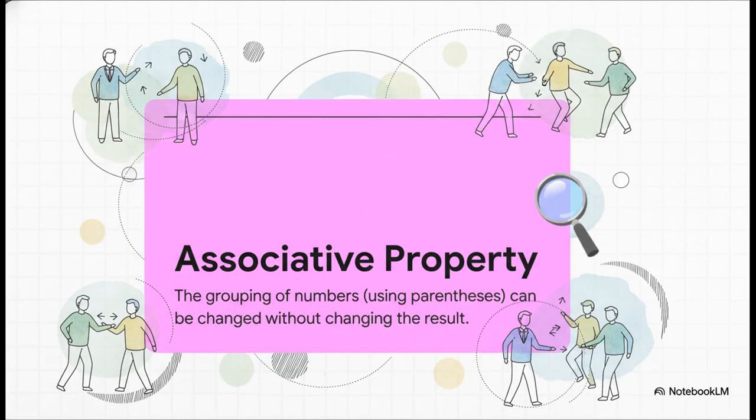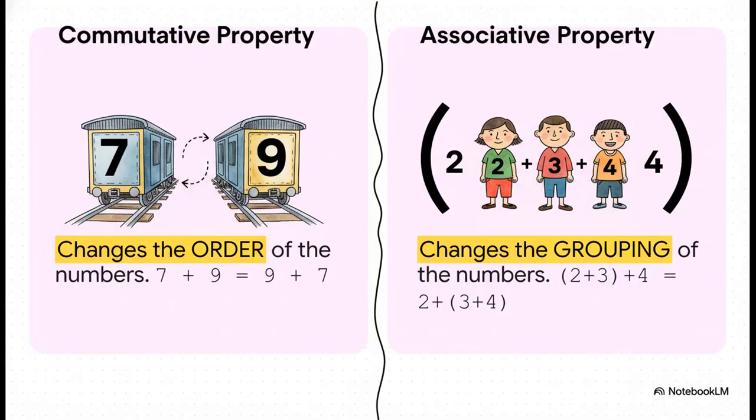For this one, think about your associates, the group you hang out with. With this property, the numbers actually stay in the exact same order, but you change which ones are grouped together inside the parentheses. So here's the crucial point. Commutative swaps the order. Associative shifts the groups. See how in the associative example, the 2, 3, and 4 stay in the same sequence? It's just the parentheses that move. Getting these two mixed up is such a classic mistake, so this is a really good one to remember.